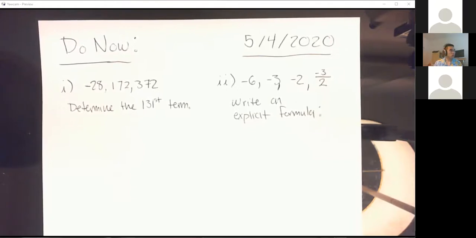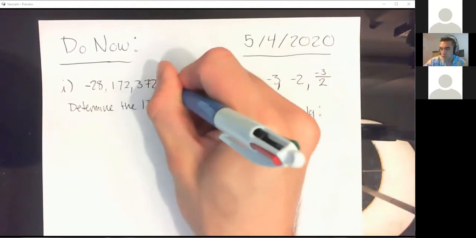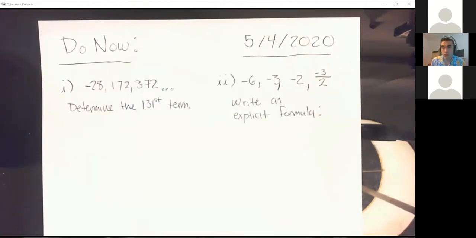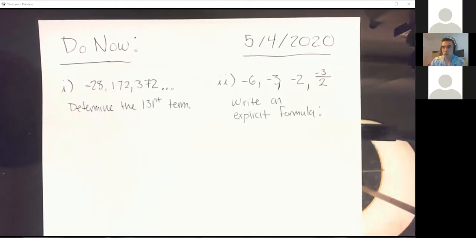People, I believe you can all see the warm-up. For item number 1 there, I have the first 3 digits to start off some kind of sequence. With the knowledge that this is the first term, the second term, the third term, go ahead and determine the 131st term.